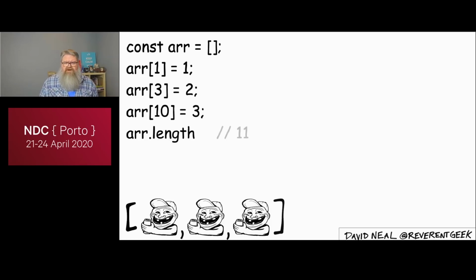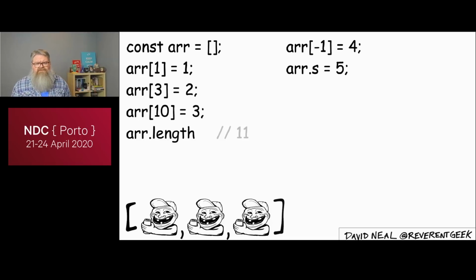This almost makes sense, right? Maybe. But we can do some weird things with arrays too. We can index -1. We can say array.s. We can start just willy-nilly adding properties to our array. And when we take array.length, what's our length now? It's still 11.